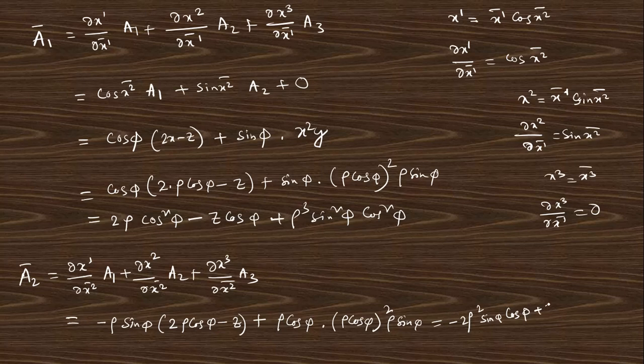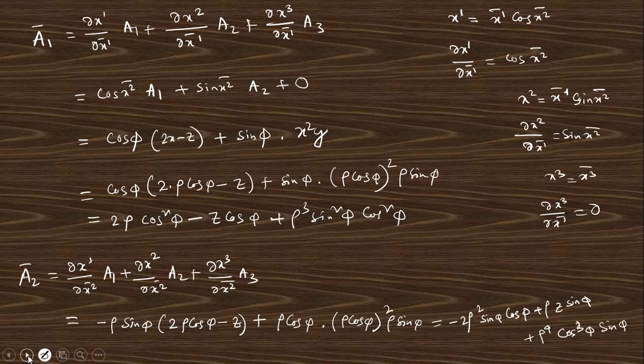I think you understand the process. If you don't understand, you must comment or you can contact me. Just follow this process, you will get this answer, cos square phi sin phi.